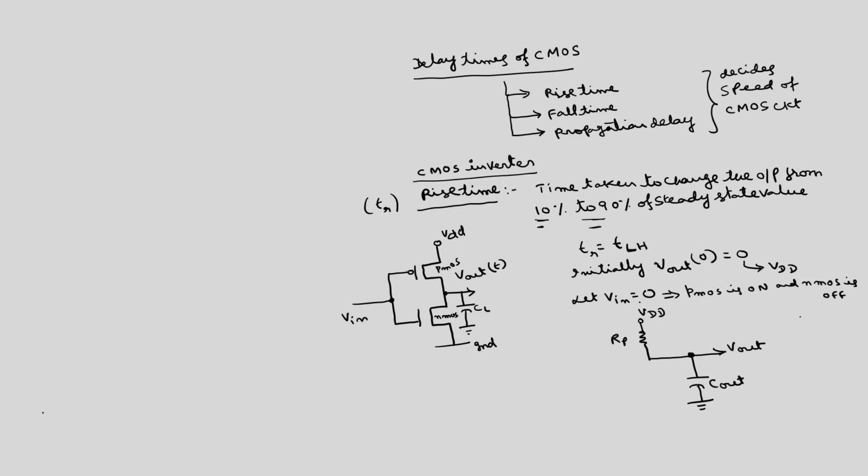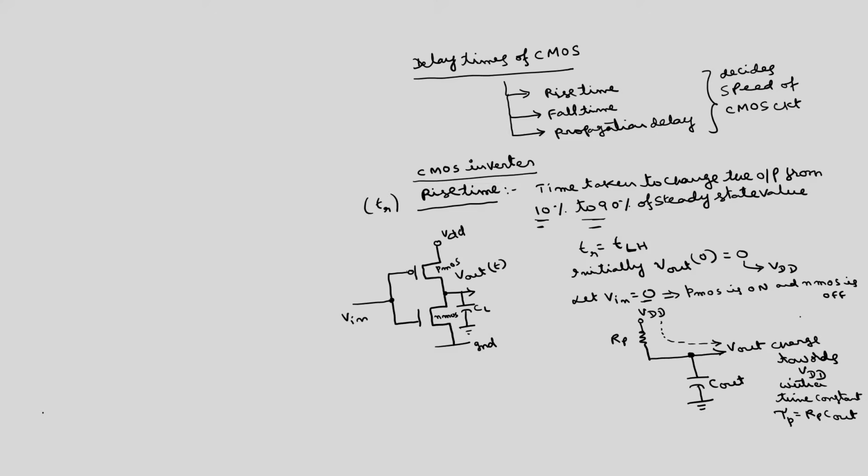Now, the output was initially 0, and now it will charge towards VDD. This is the charging path, with a time constant tau p, which is RP times Cout. This is the time constant with which it charges.